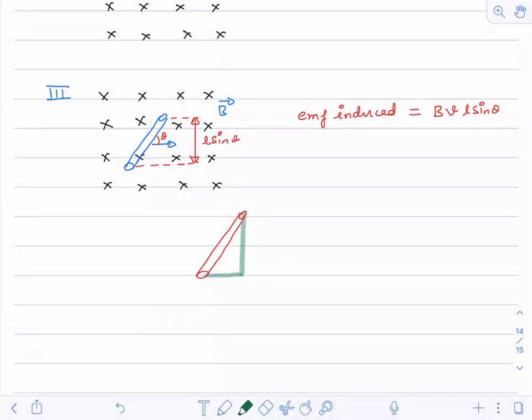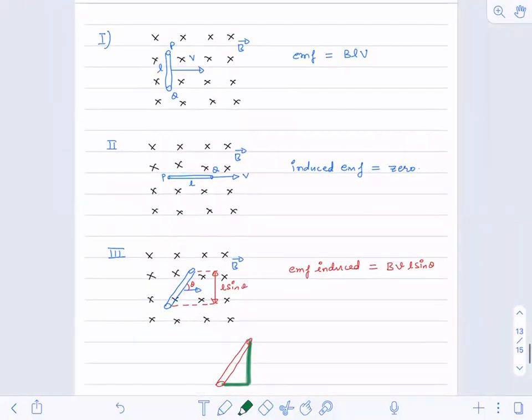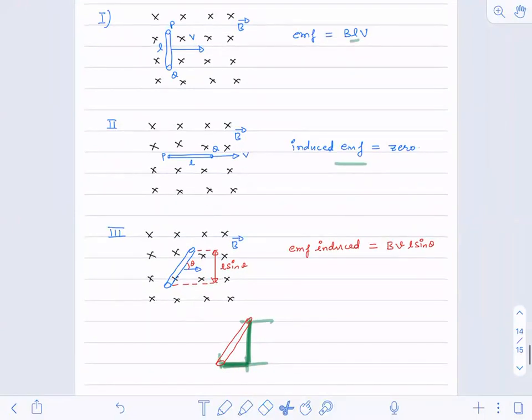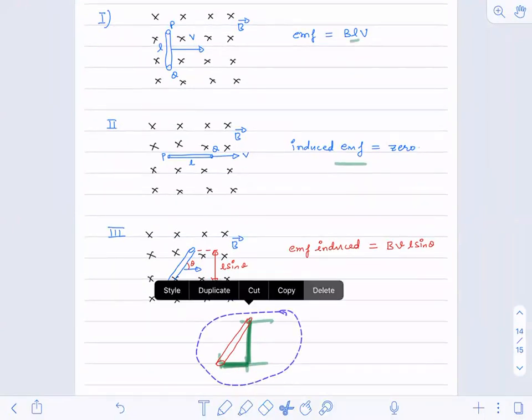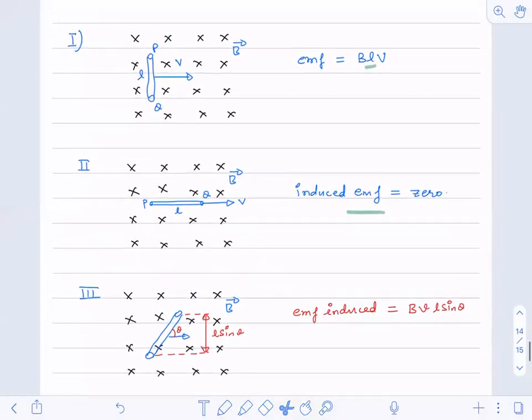Now, due to the vertical projection of the rod only, what will happen? The magnetic field lines will be cut, and we have already studied this. See, this is a combination of the first and the second case. Due to the horizontal portion of the rod, it is zero, and due to the vertical portion, whatever length is there, we substitute it over here. I hope you have understood this concept. This is just a simple illustration that you should remember.